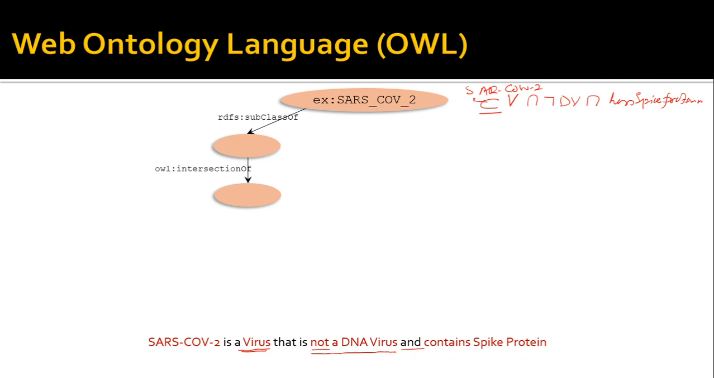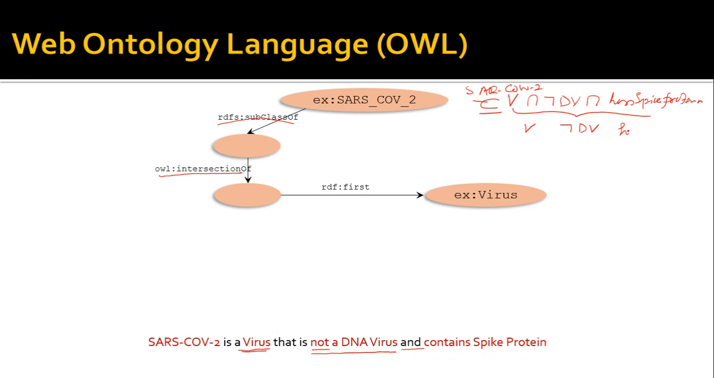This subset relation is taken care of by RDFS subclass of, and it is a subclass of something that is the result of an intersection of a few things. That's why I have written owl intersection of. Now you can think of this as a list, and all these are intersected with each other. The list consists of virus, not DNA virus, and has spike protein, right? In this list we have a first, so we say RDF first. And what is the first? The first is virus. So we have written virus here.